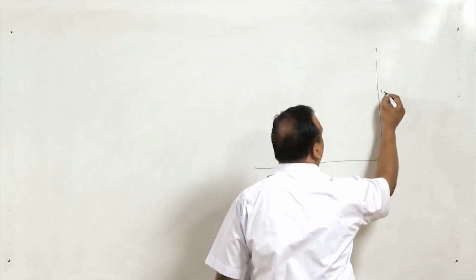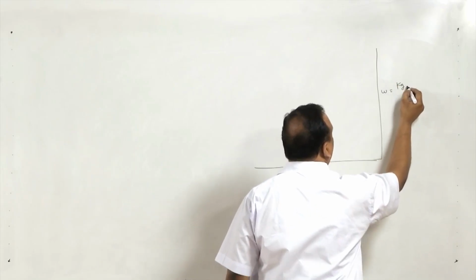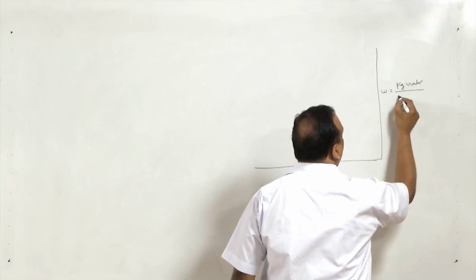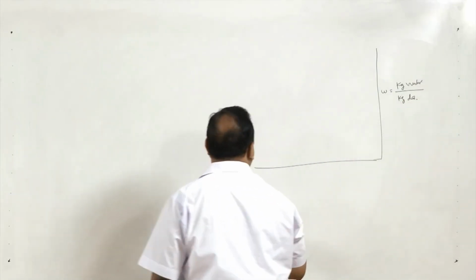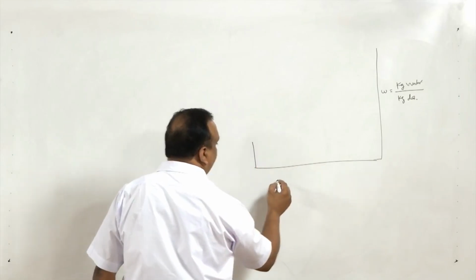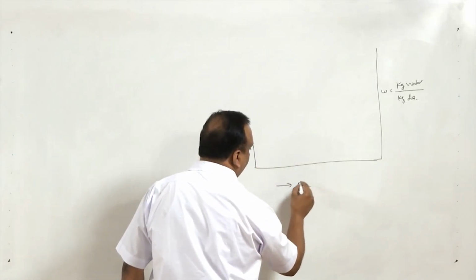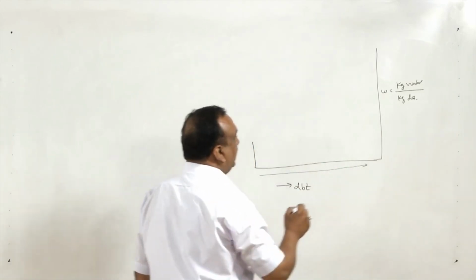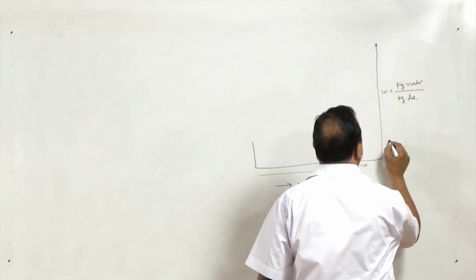specific humidity, which means kg of water per kg of dry air, and dry bulb temperature. So, dry bulb temperature increases in this direction, and specific humidity increases in this direction.